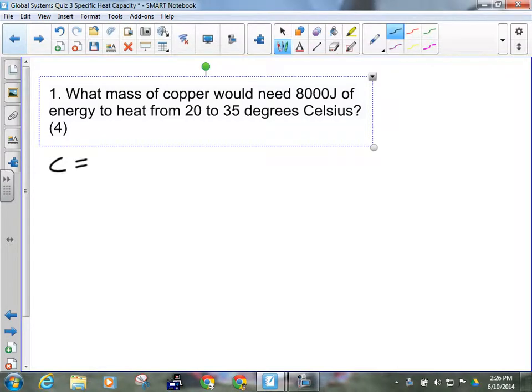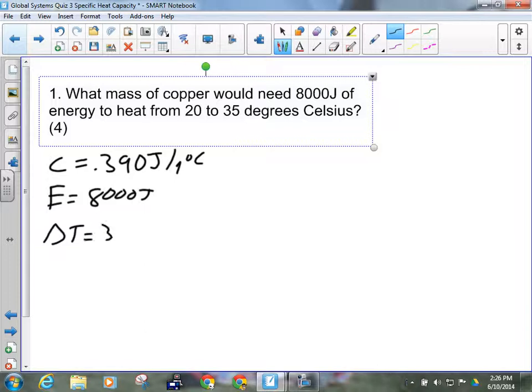They told you it's copper, so the specific heat capacity of copper is 0.390 joules per gram degree Celsius. It also tells you the amount of energy required, 8,000 joules, and the temperature change is 35 minus 20, which is 15 degrees Celsius. So give them a mark if they've got that.